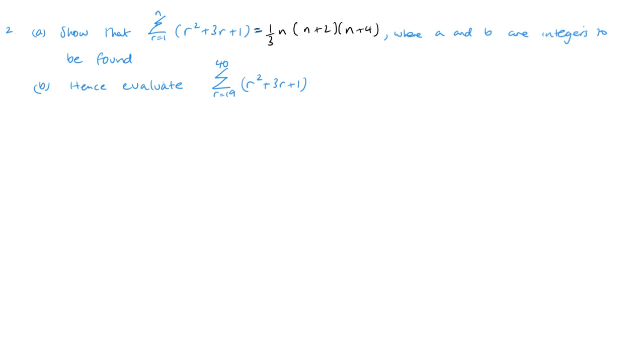Now moving on to part B, we've got between 19 and 40. Okay, so it's going to be the sum from r equals 19 to 40 of r squared plus 3r plus 1. So this now has got to be the sum between 1 and 40 minus the sum between 1 and 18.